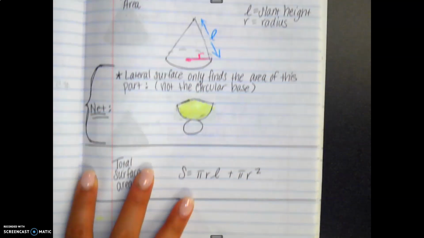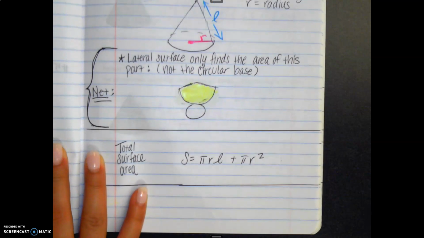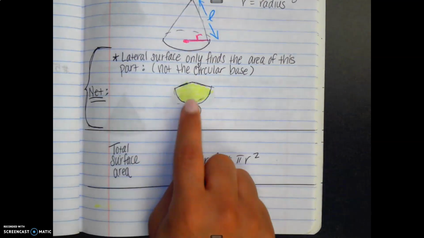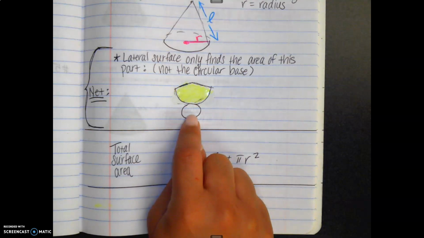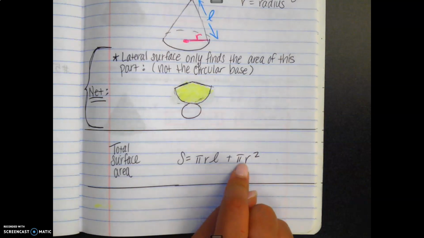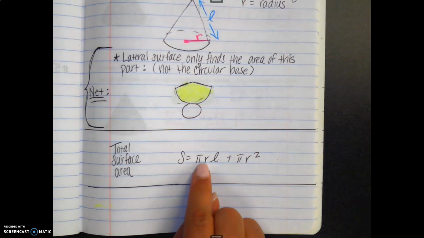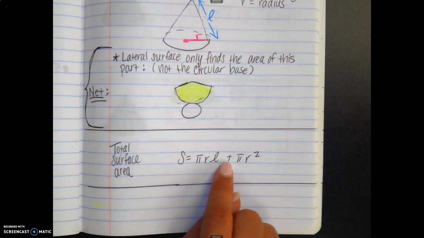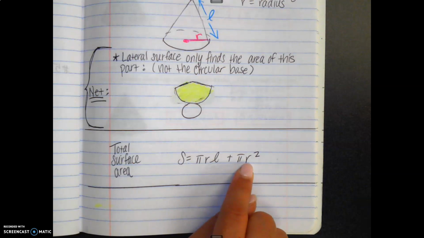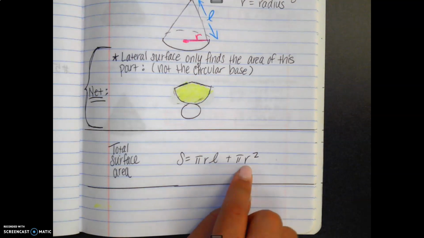Now, total surface area, you can kind of just guess, right? If I have the lateral surface area and I want the area of the circle on the bottom, well, what is the formula for a circle? It's pi r squared. So remember, pi r L, that is lateral surface area, plus the base's area. So that is where this formula comes from. I want to do a couple of examples with you.